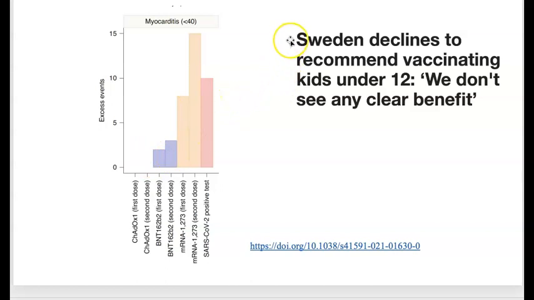And even entire countries are declining to recommend vaccinating kids, again, because they don't see any clear benefit. If all you can really say is that your vaccine will prevent you from going to the hospital, and we know that kids aren't really going to go to the hospital, or at least a typical, healthy young kid is not going to go to the hospital anyway, what's the benefit? You might actually be exposing them to a little bit more risk.